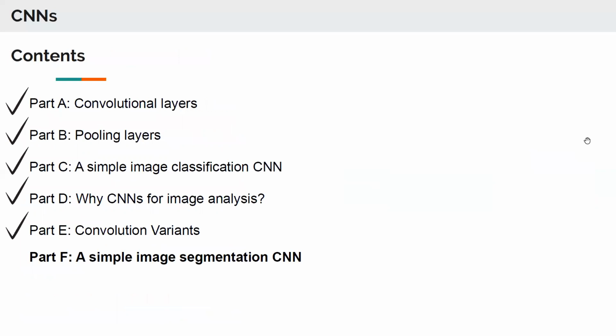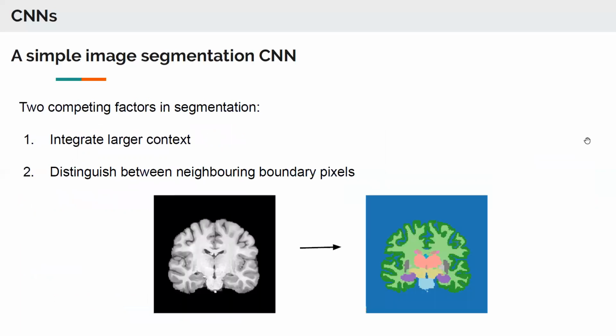Okay, so now we have looked at these few variants of the convolution operator. Now finally, let's look at a simple image segmentation CNN. Okay, so for image segmentation, basically there are two competing factors. Okay, so again, image segmentation is the problem of going from the image to another image where for each pixel we have a certain class assigned to it, right? And now just let's think about what it takes to assign a certain class to a certain pixel.